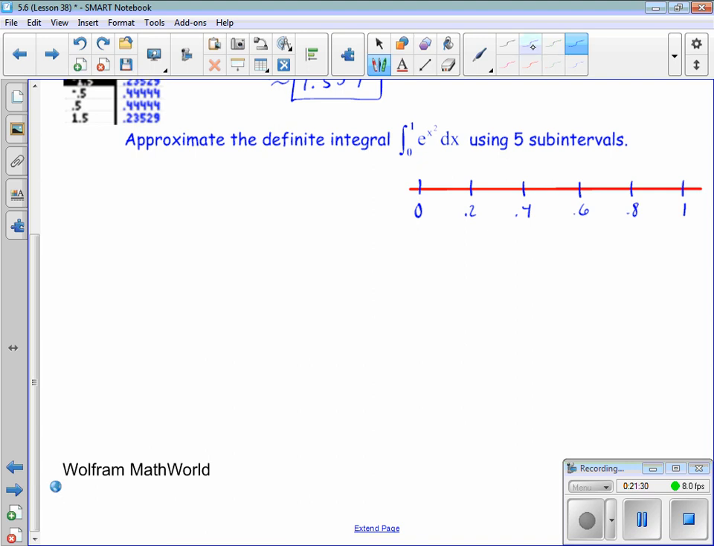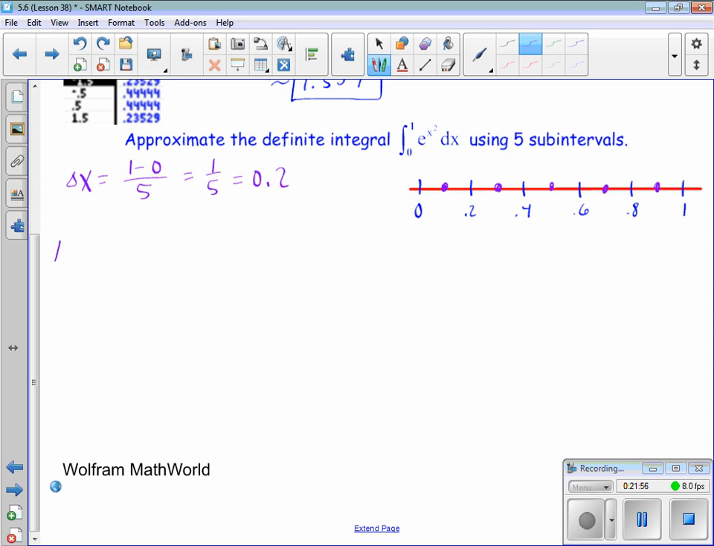So where are my midpoints? Yeah, all the odd ones here, right? 0.1, 0.3, and so on. So that's the first thing you want to identify. The other thing we need is our change of x. So b minus a would be 1 minus 0 over n, which is 5. So I just get a 1/5 or 0.2, whichever way you want to do that, okay?